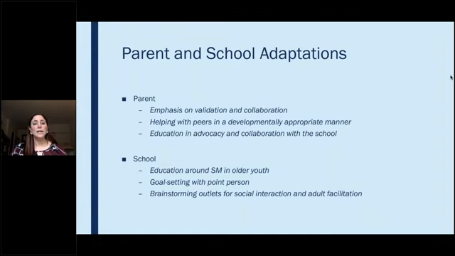Just the last few slides here. So obviously we need to adapt some of the parent and school collaborations and education for these older kids. For parents, we really want to emphasize validation and collaboration, really including their kids in the process, and also being able to understand their kids' struggles and pull back sometimes from continuously pushing their kids, as well-intentioned as they are. And we want to help parents help their kids with peers in a developmentally appropriate manner, knowing that they can't really facilitate play dates in the same way.